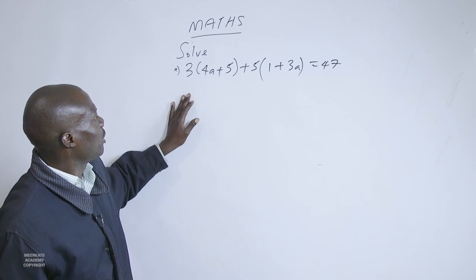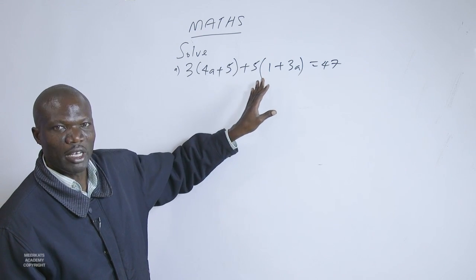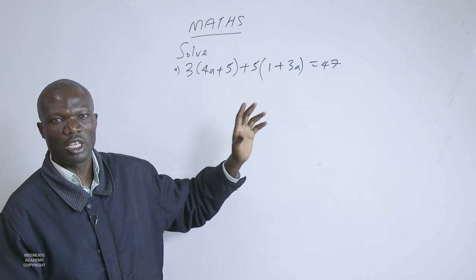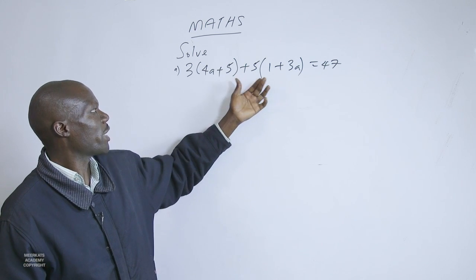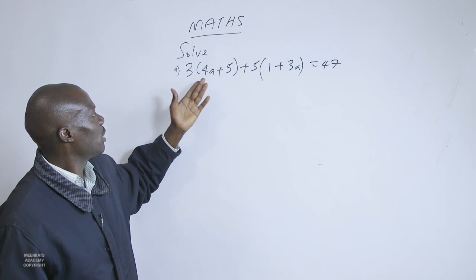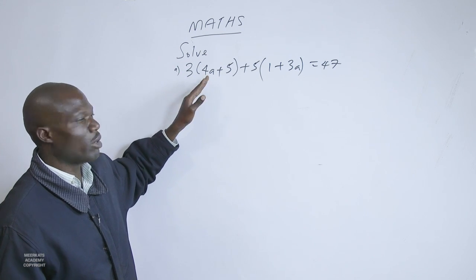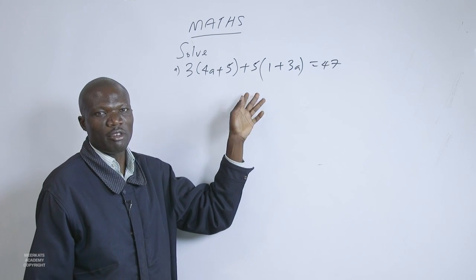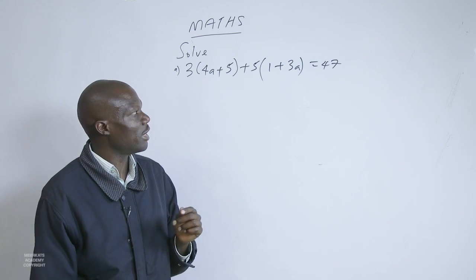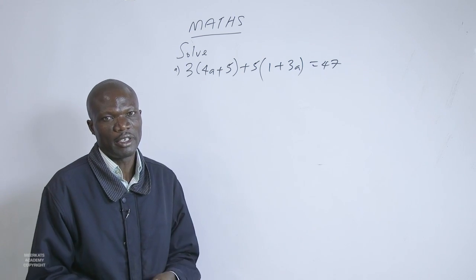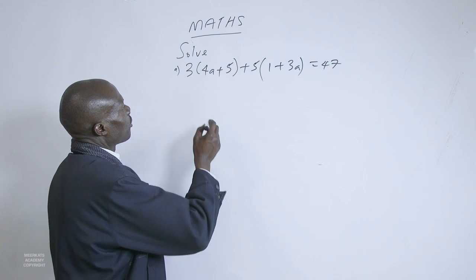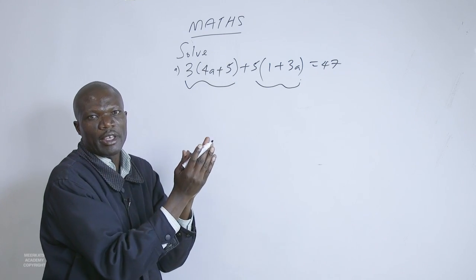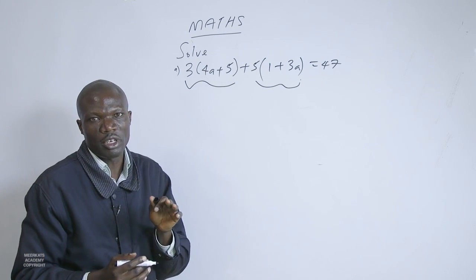Now, looking at this question, we have multiple brackets. We have got brackets here, we have got brackets here. So we are expected at least to use the distributive law to remove the brackets in both areas. So this question states that we are supposed to solve 3 into bracket 4a plus 5, close the bracket, then plus 5 into bracket, we have 1 plus 3a, close bracket, equals to 47. So to approach this, let us look at this area and then also this area.